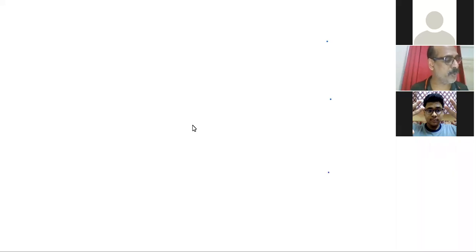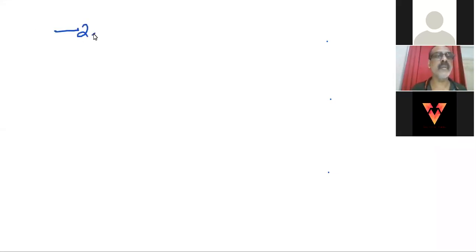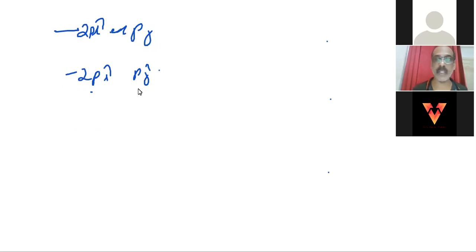The momentum of two parts are written as 2P i, minus 2P i and P j. Actually, this should be P. It is minus 2Pi and Pj. It's actually an easy numerical. Write the question once again. A bomb at rest explodes into three parts of the same mass. The momentum of two parts are minus 2Pi and another one is Pj.